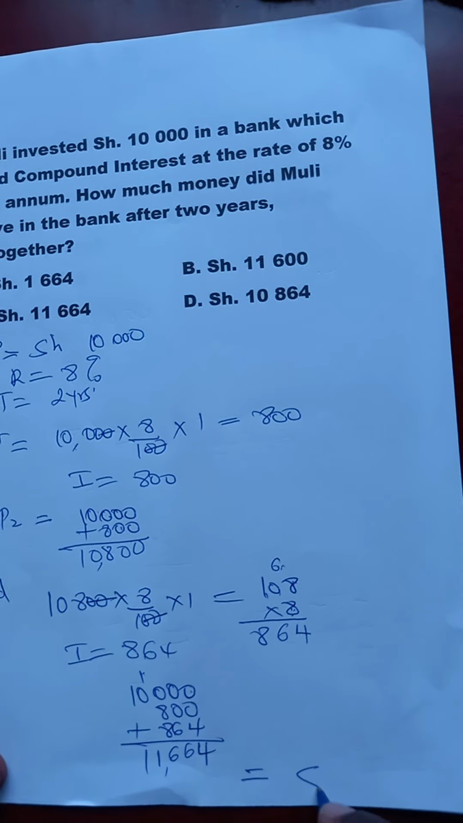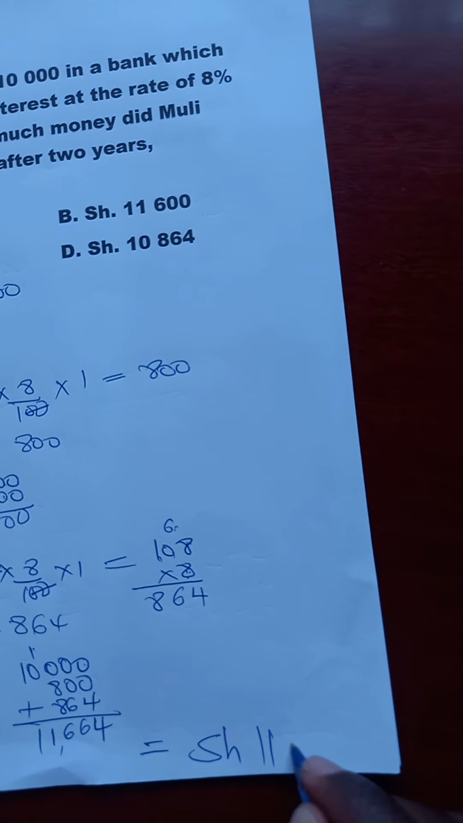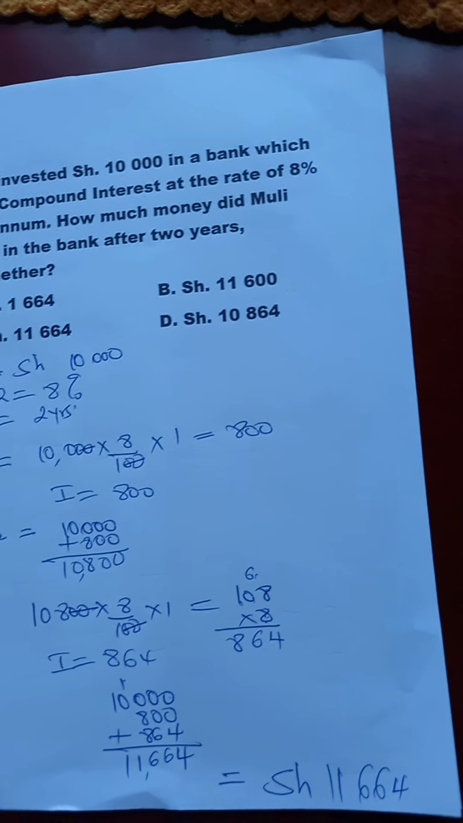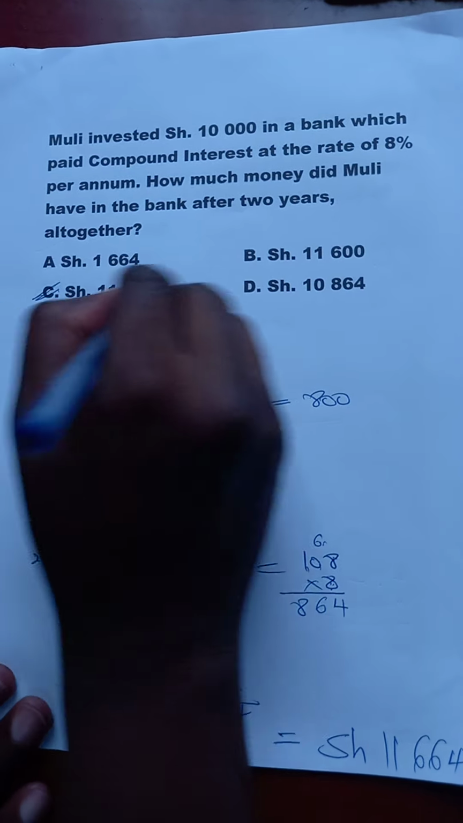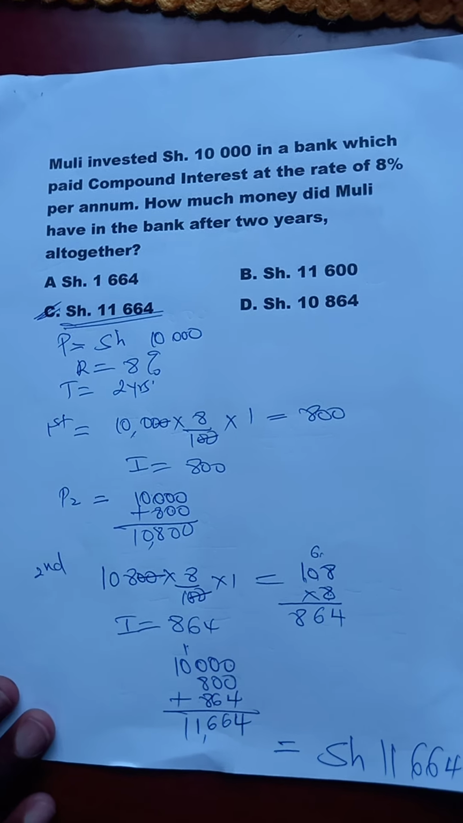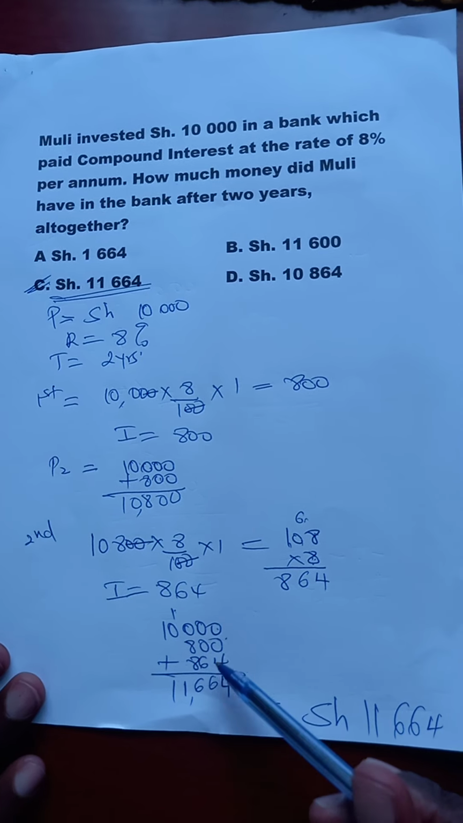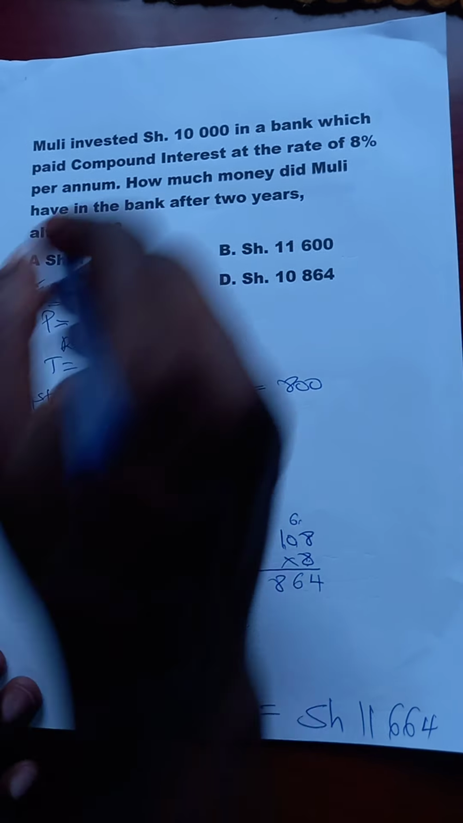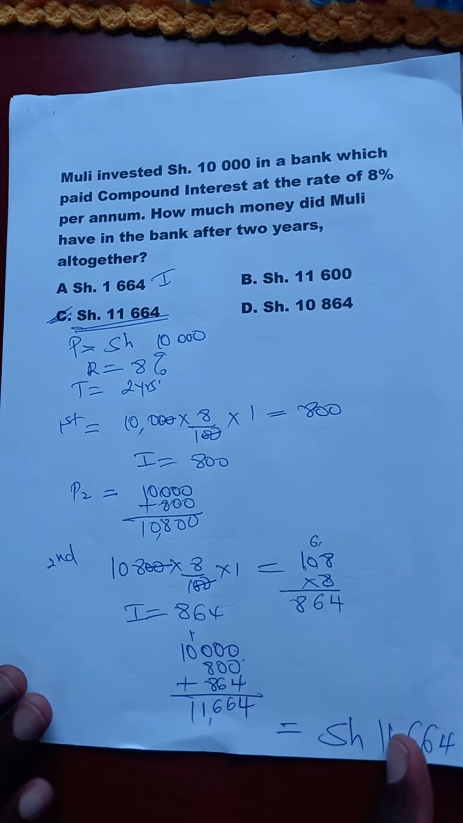So our amount was shillings 11,664. Learners, our correct answer is C. In case you had been asked on the interest, the interest would be 800 plus 864, and our answer would be A. Learners, let's continue.